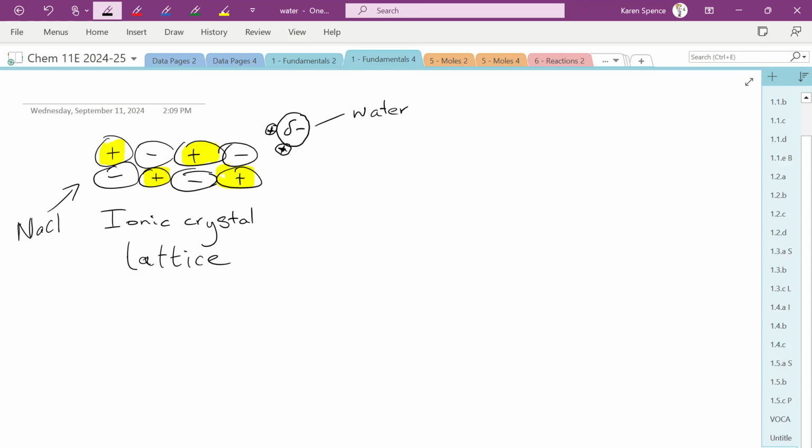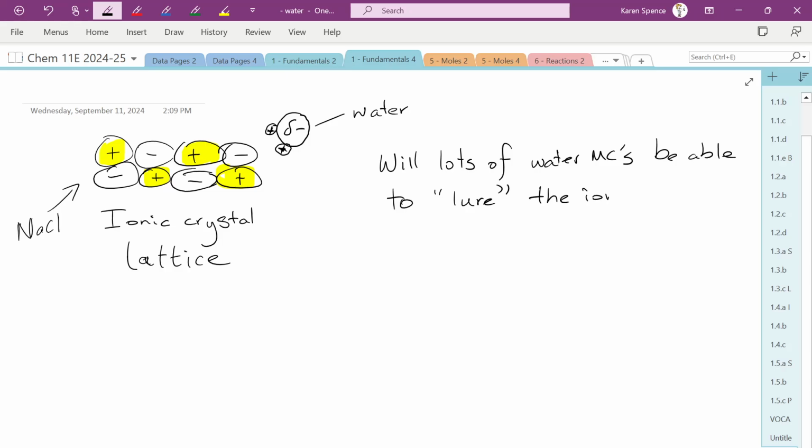And let's assume we have lots of water molecules. I'm only going to draw one because that was painful enough to watch me draw that one. Will lots of water molecules be able to lure, to entice the ions away from the other ions? Once you've got that written down, you can have a little chat with your neighbors.